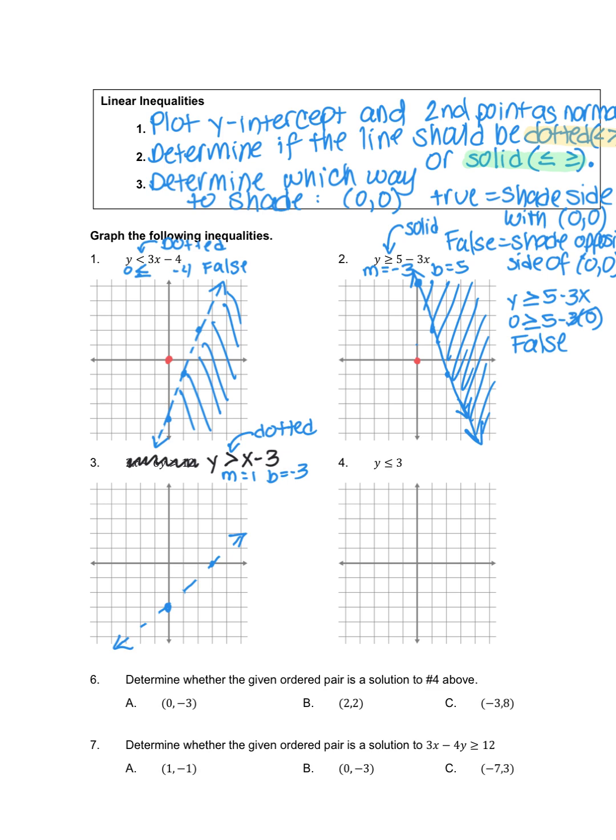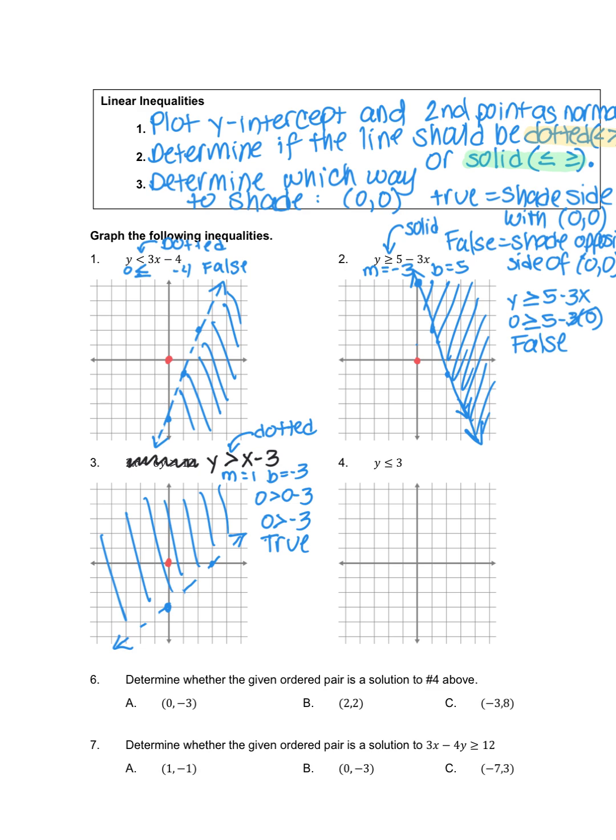Now I have to determine where I will shade. So let's go ahead. Let's plug in 0 for our y, 0 for our x. Now we have 0 is greater than -3. Is that true or false? Actually, that is true. 0 is greater than -3. And again, we were testing the 0, 0 point out. So since it is true, we will shade the side with 0, 0.